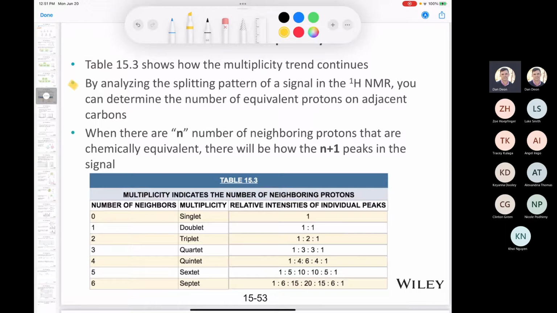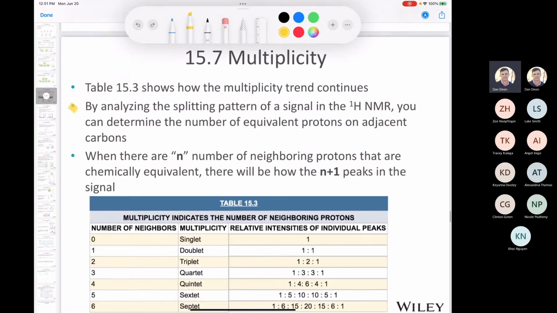Where there are n neighboring protons that are chemically equivalent, there are going to be n plus 1 peaks in the signal. Put another way, let's say you have a signal that integrates for 2 protons, and it's split into a triplet. That means it's going to be next to 2 protons. Let me go back and explain in more detail what I mean.